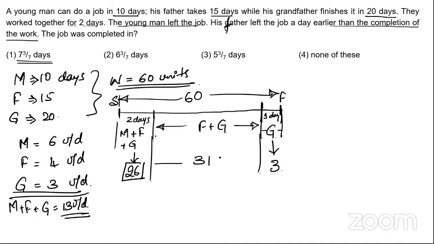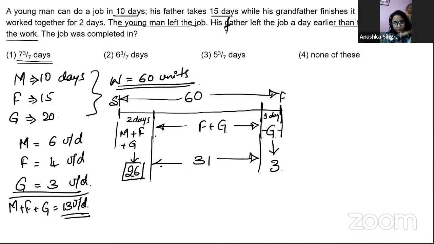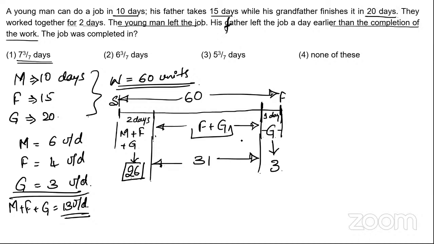How much is left over? 31. Who will do that? Father and grandfather. Father and grandfather together does how many units in a day? 7.